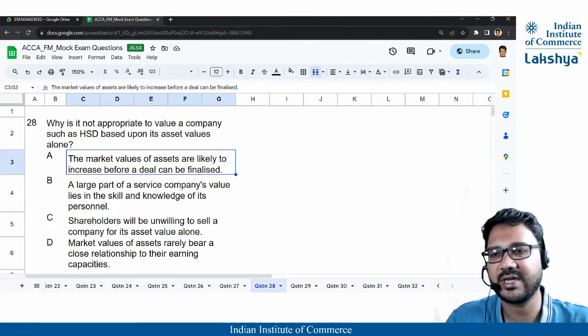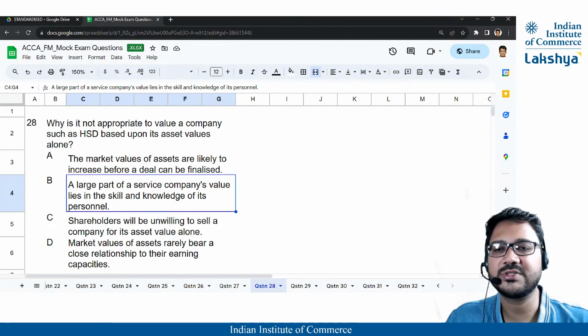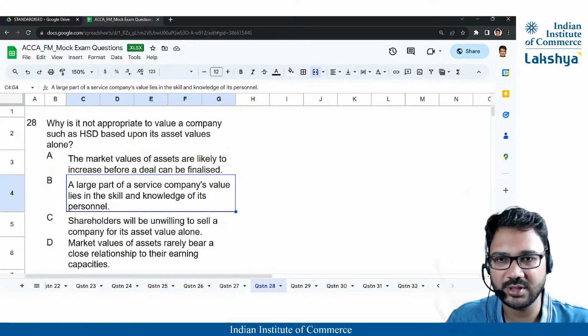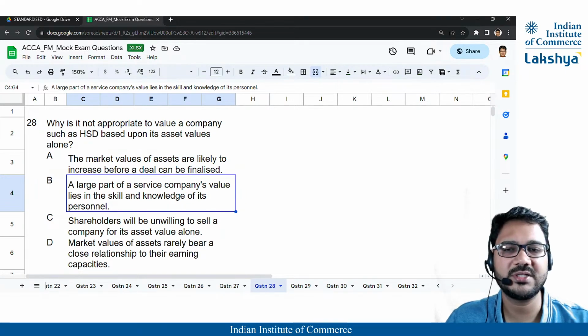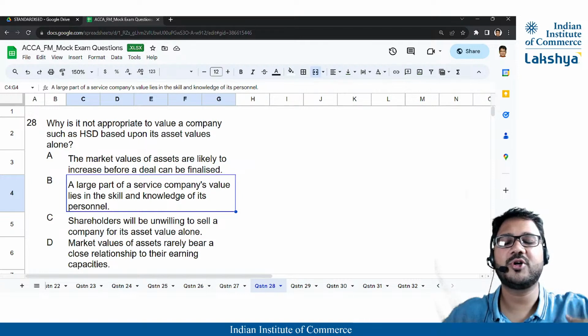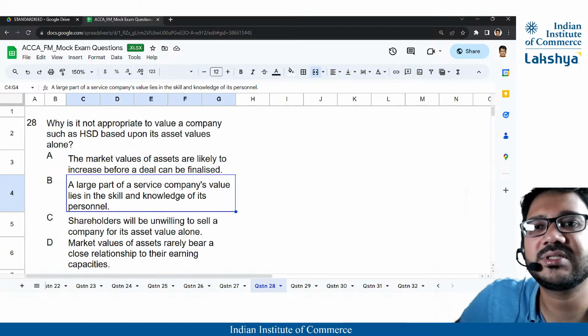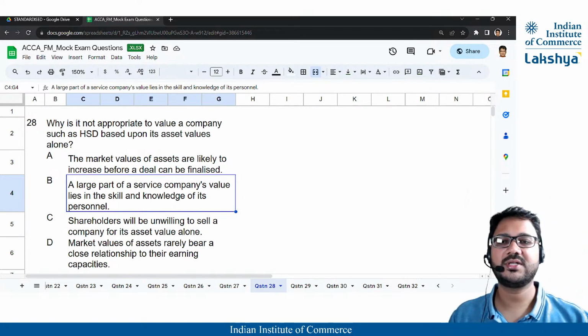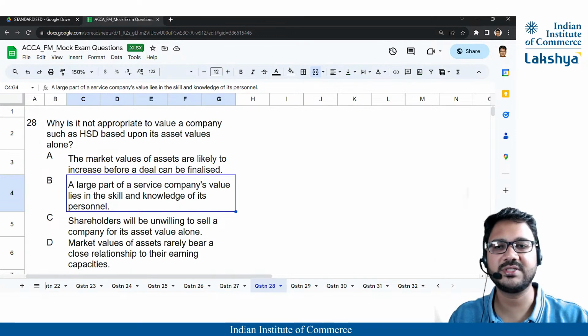Market value of assets can change. A large part of a service company's value lies in the skill and knowledge of its personnel, which is true. If you think of a service-based industry, the human resource, the human mind, is more important. For example, even an IT company is service-based. Technology is services. Okay, so it's the human mind.